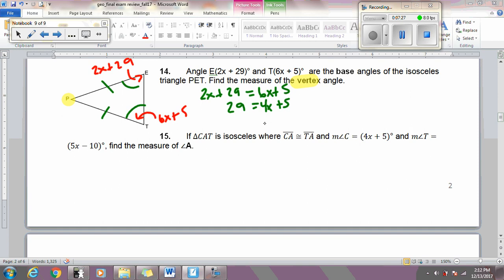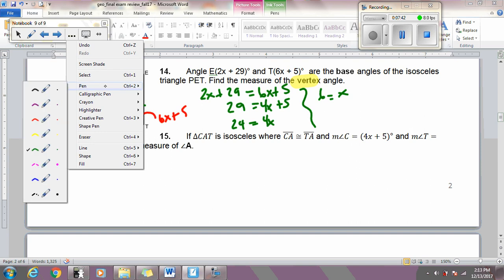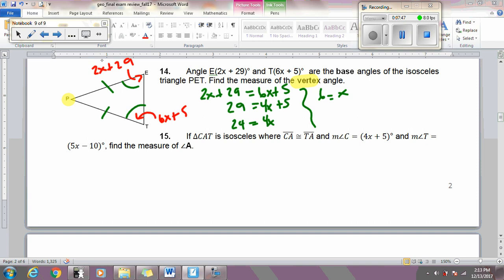Then subtract 5 from both sides, so I would get 24 is equal to 4x. Then divide by 4, so 6 is equal to x. And now that I know what x is equal to, replace it in both angles, or just one, because you know they're the same. So I'm going to do it inside of T. So that's 6 times 6, which is 36, plus 5 is going to give me 41. So this one should also be 41.